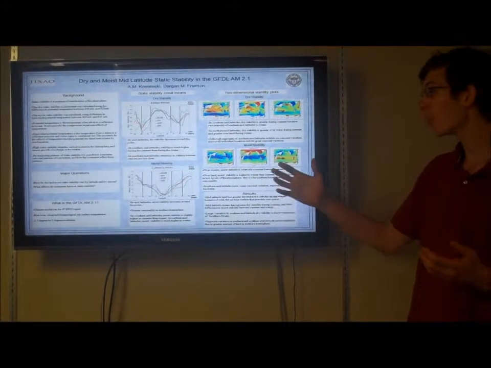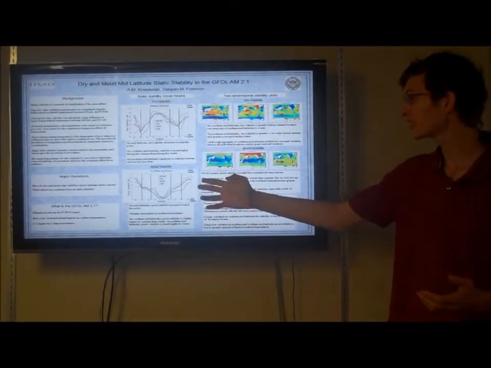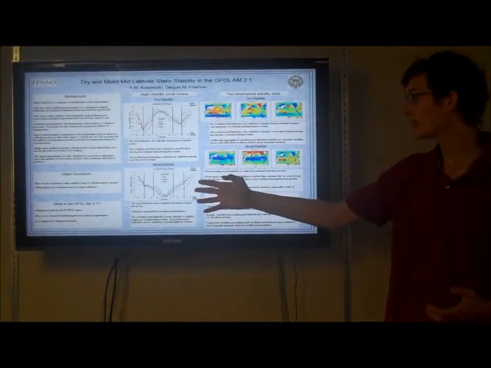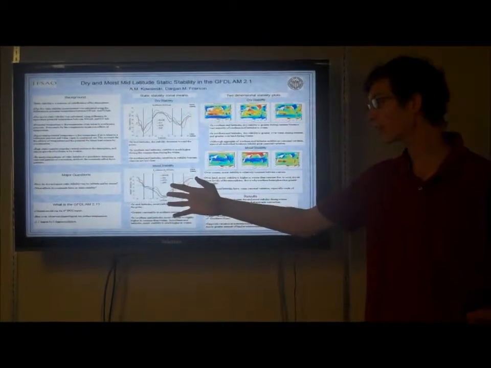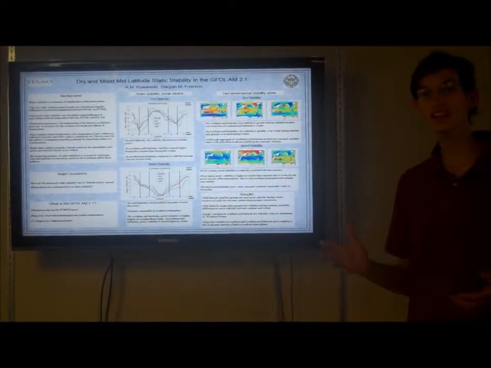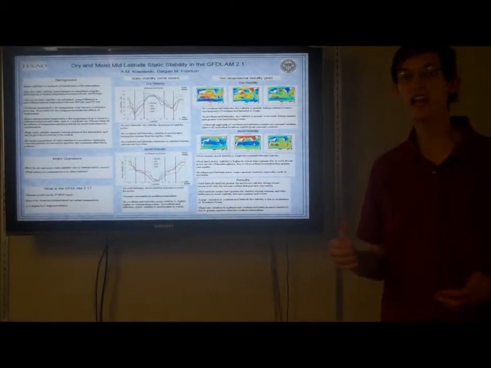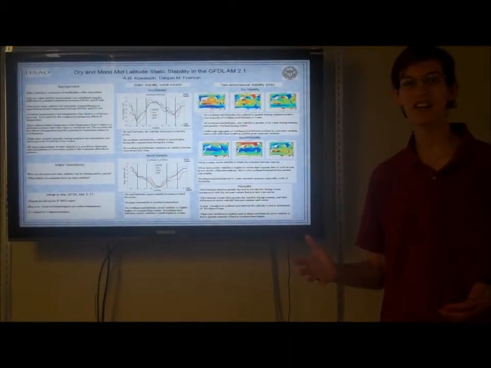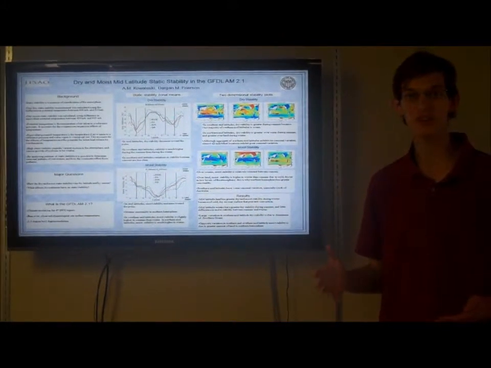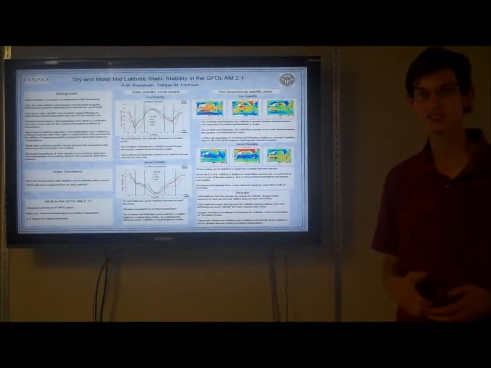When you look at moist static stability, we see that the variations are much greater in the northern hemisphere than the southern hemisphere. This is because moist static stability varies seasonally much more over land than over ocean, and the northern hemisphere mid-latitudes have much more land than the southern hemisphere mid-latitudes.